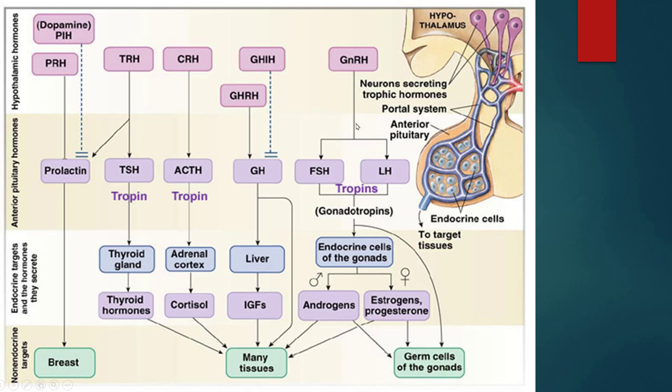Gonadotropin releasing hormone is also a tropin, and it causes release of follicle stimulating hormone or luteinizing hormone, which are gonadotropins in nature, and they act on endocrine cells of the gland. They produce either androgen in males, testosterone, or in females estrogen or progesterone by the ovary. Androgen is produced by the testes, and estrogen and progesterone are produced by the ovary.